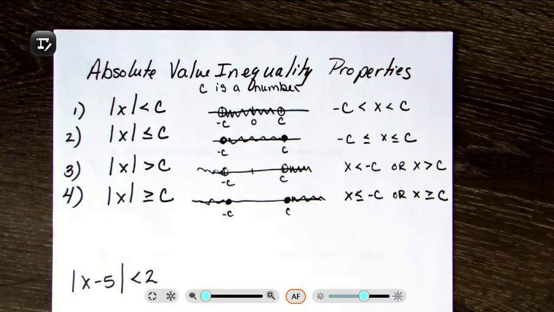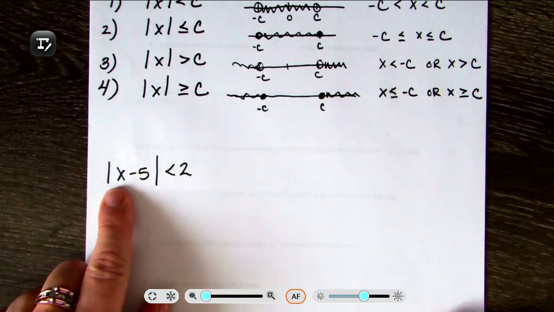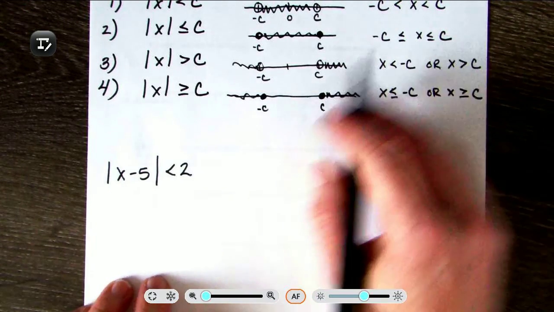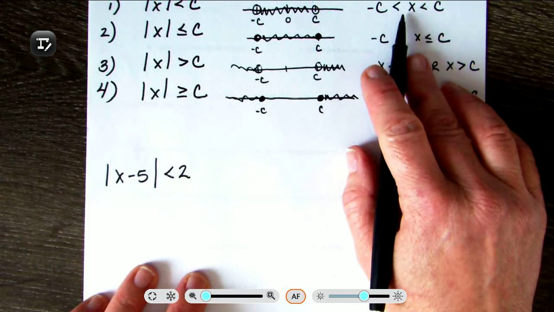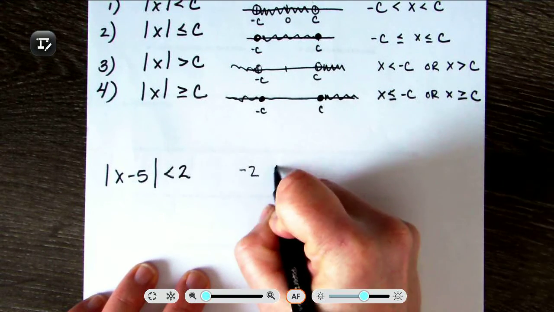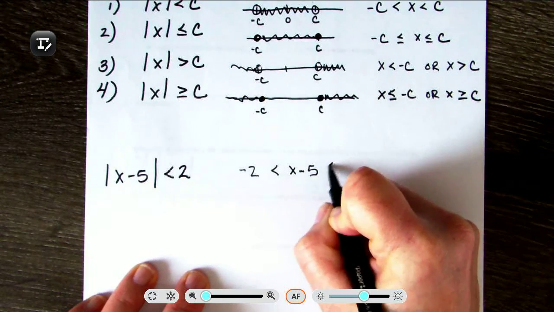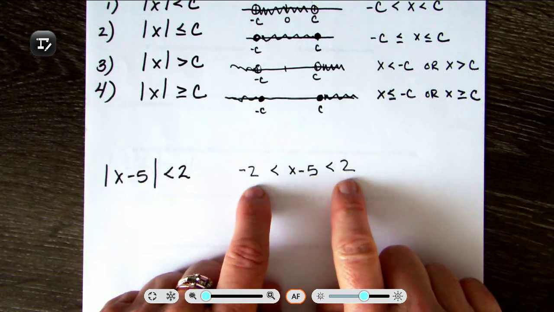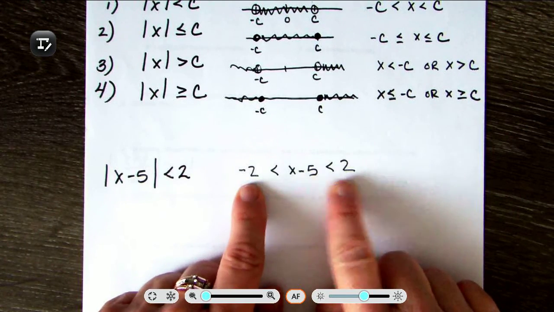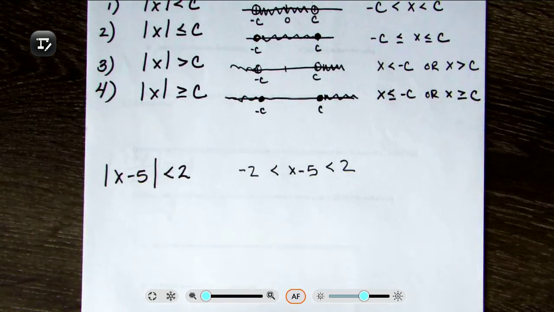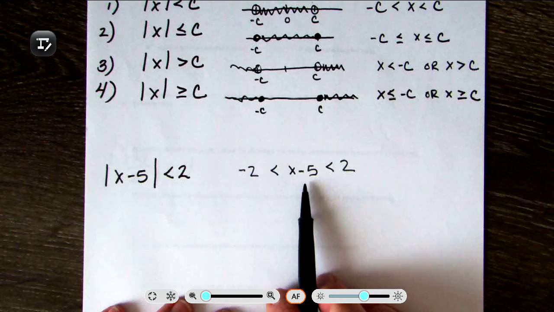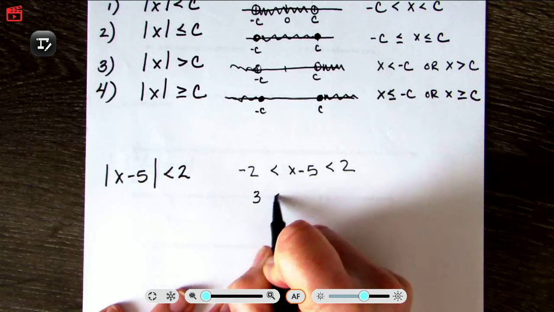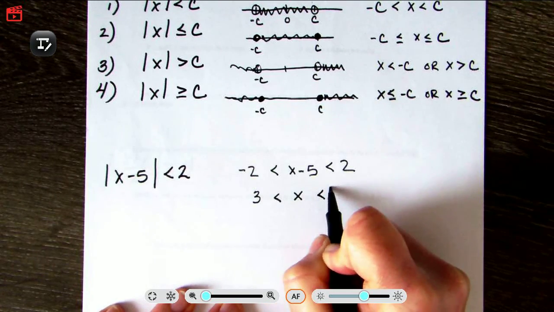All right, let's do a couple examples here. Here we have the absolute value of x minus 5 being less than 2, which tells me that we can go between negative 2 less than x minus 5 less than 2. One thing to note is if you write this as your compound inequality, the outside pieces should make sense. So negative 2 less than 2, that is a true statement. Now to solve this one, we want to add 5 to all three pieces. So adding 5 would give me 3 less than x less than 7.